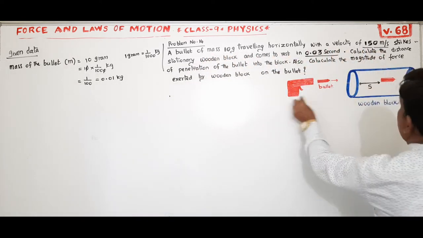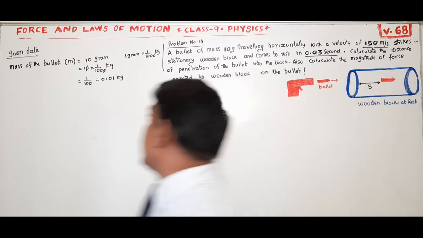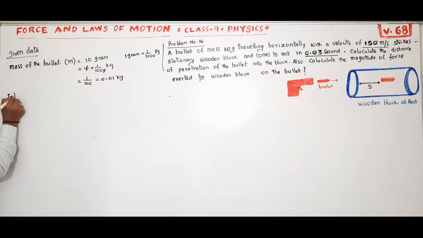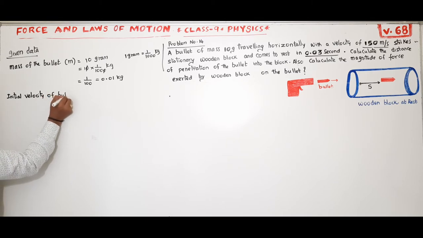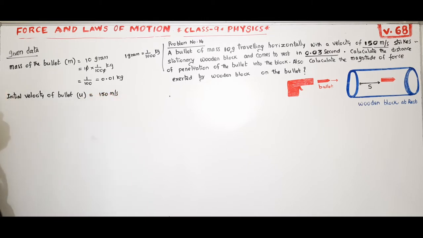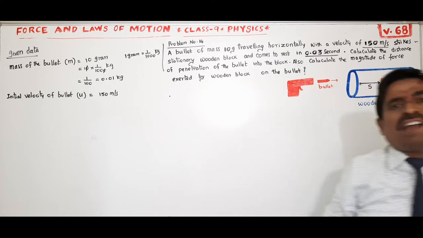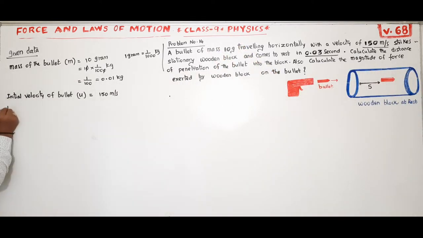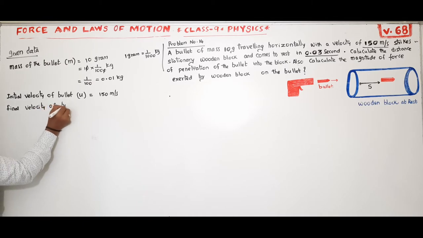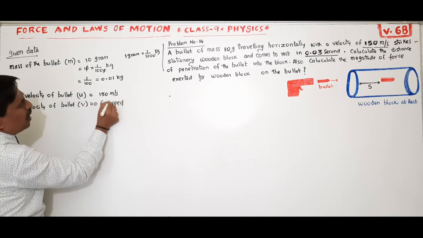The bullet is moving with a velocity of 150 meter per second. Initial velocity of the bullet, u, is given as 150 meter per second. Now, the bullet penetrates into the wooden block. Finally, it is stopped. Stopped means the final velocity of the bullet, v, is equal to zero. The reason is that finally the bullet comes to rest.